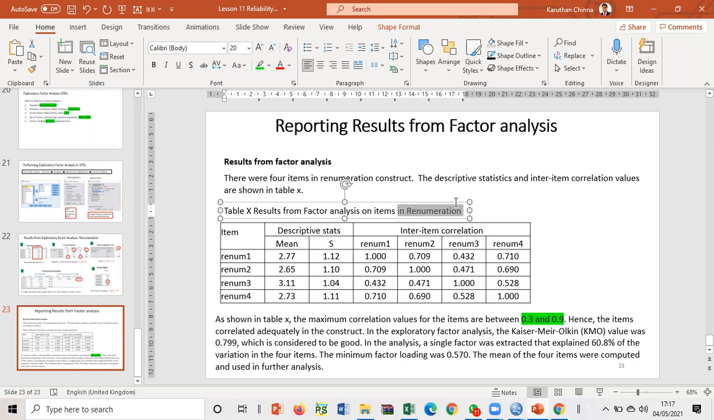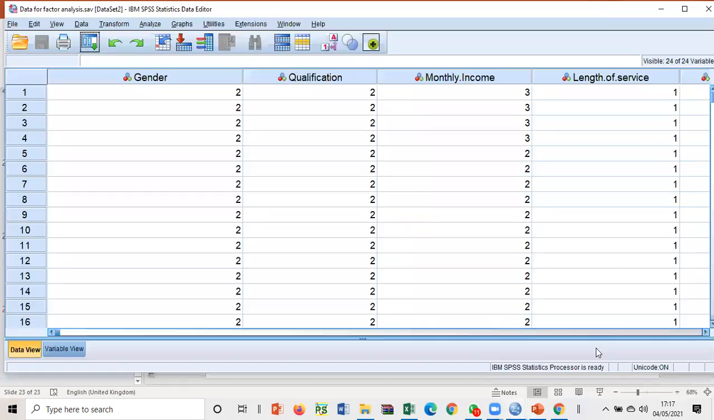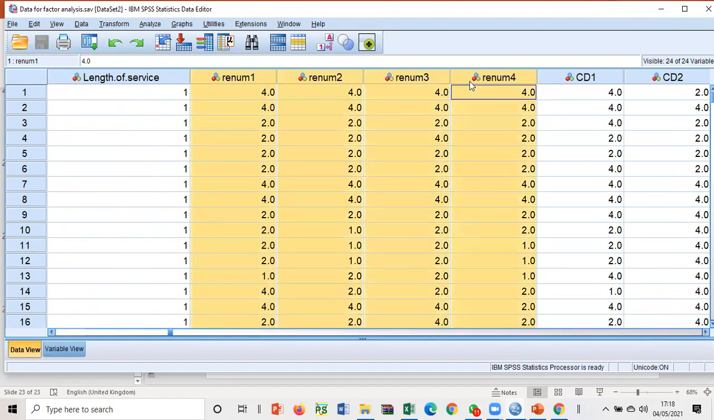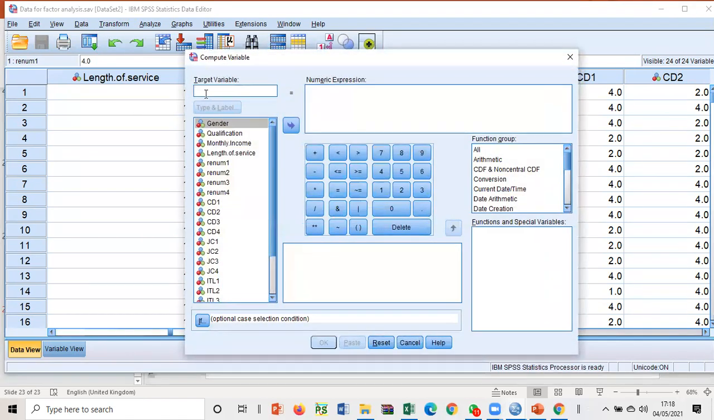All right? Let's say I'm going to do that. Just watch, then you do it. We do it together. So now we did it for remuneration. There are 4 items here. Let's say I do the mean of these items. So I put remuneration equals the mean of the 4 items.